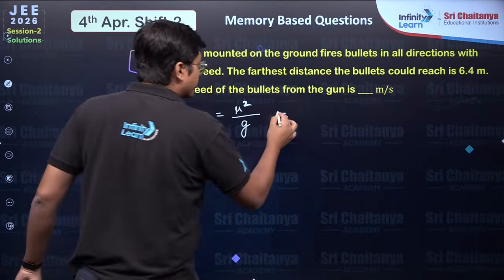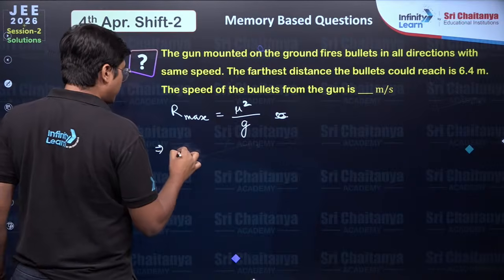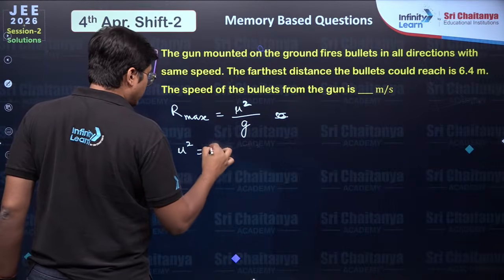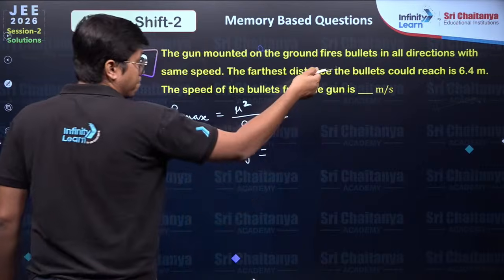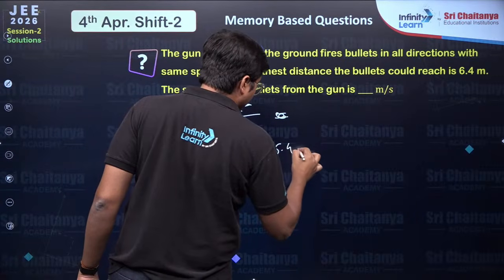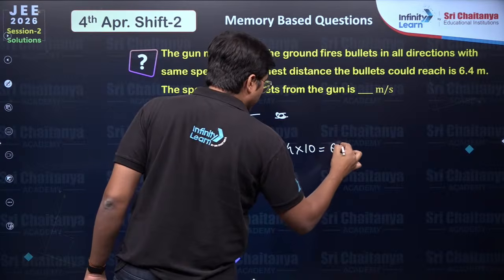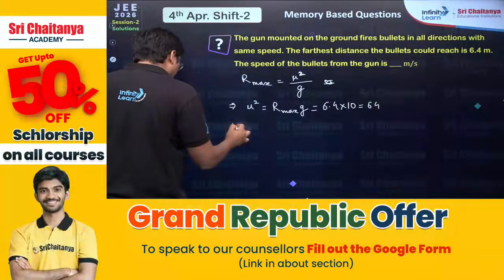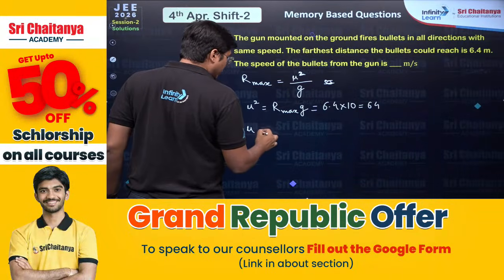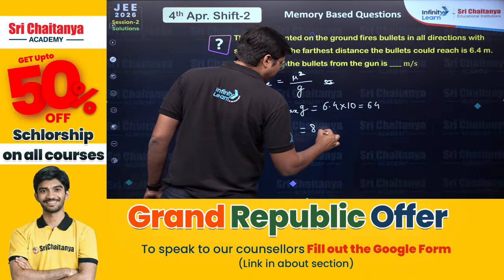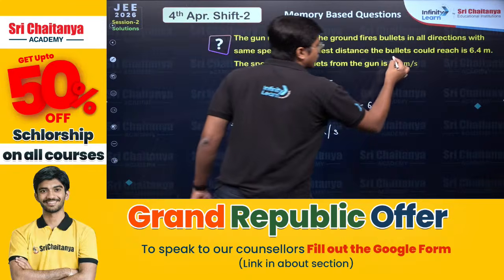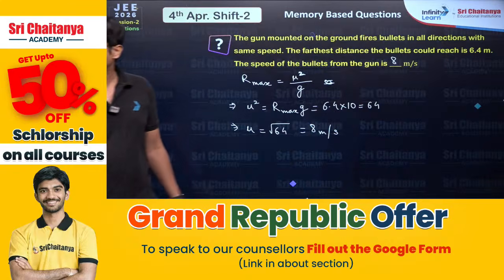Okay. So I want this speed U square is equal to RG. Maximum range is 6.4. G is 10. That's 64 meters. That's U square, so I can already see U is root over of 64. Answer is 8 meters per second. Option 8. That's it.